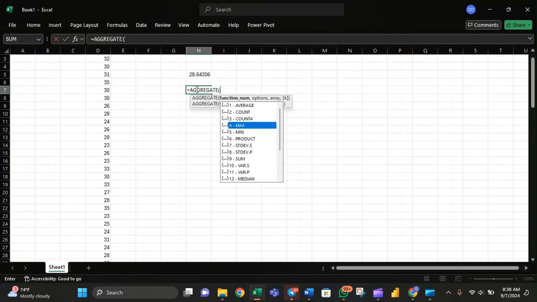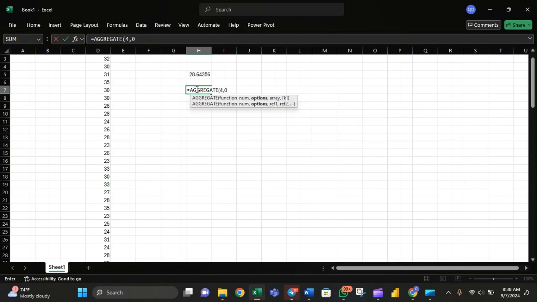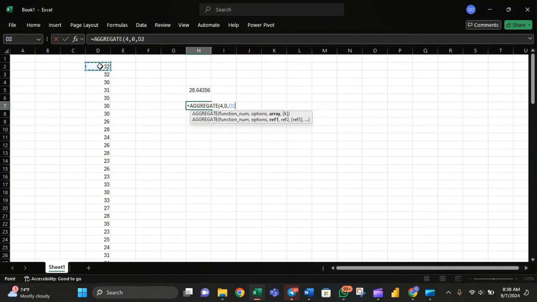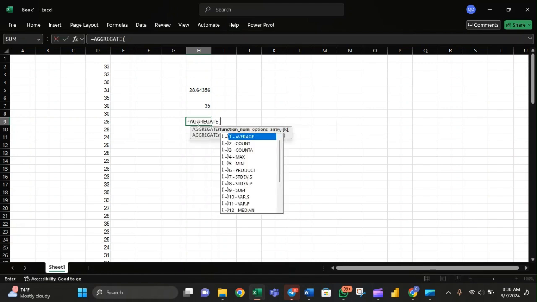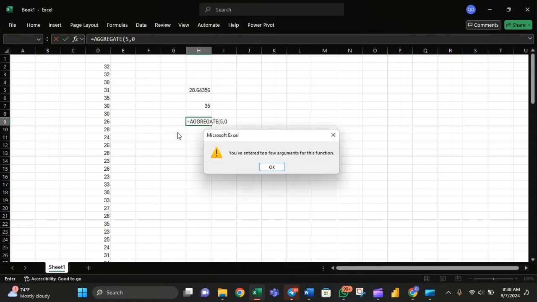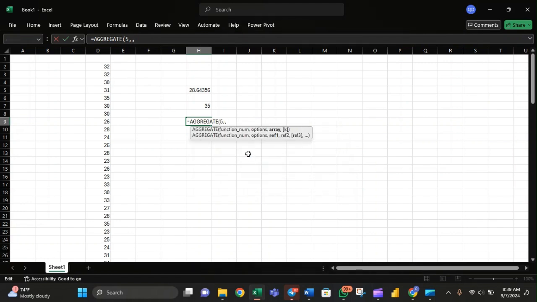Now we are looking for the max this time around, comma, then ignore, then what again? What is our array? This is our array. You can see it, so the maximum value I'm having is 35. Now let me check my minimum. Equals to AGGREGATE, min. Oh, sorry, the comma is not there. Zero, comma, then the array. So the minimum value is 23.